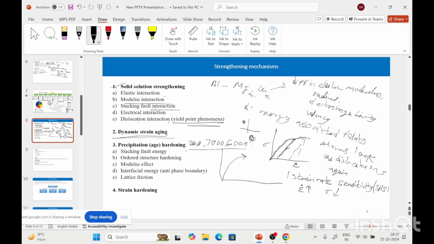compounds with aging, with time after the alloy formed or subjected to any deformation. So with time, the intermetallic particles form and grow.